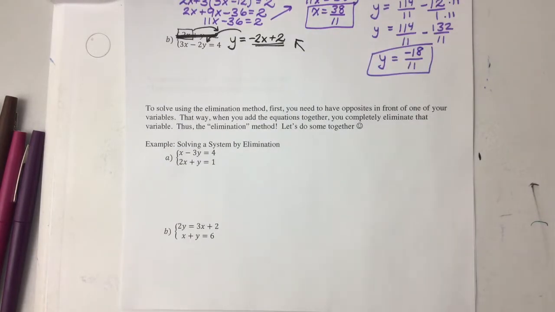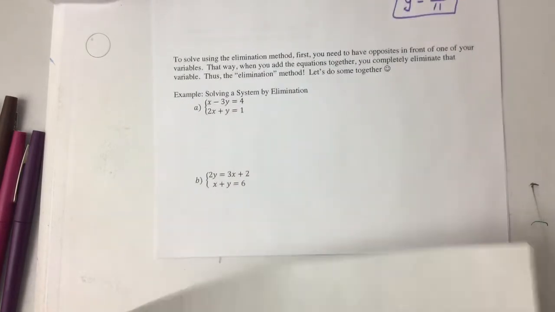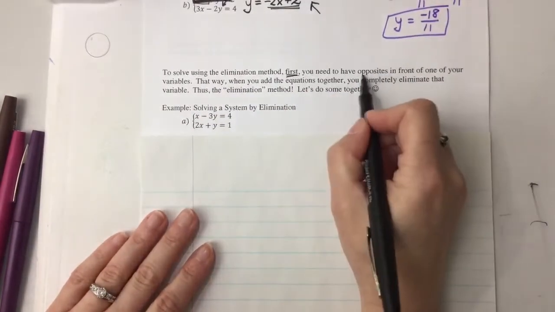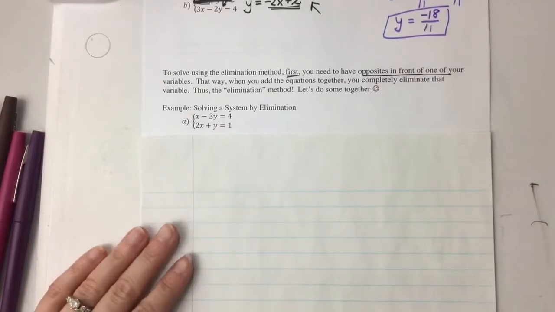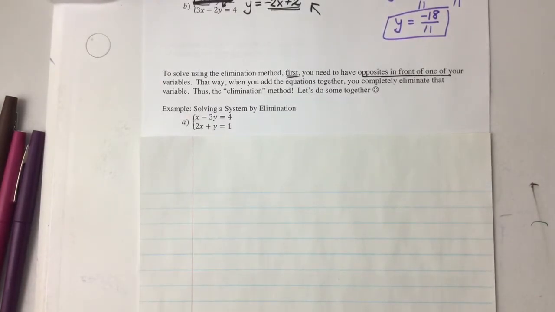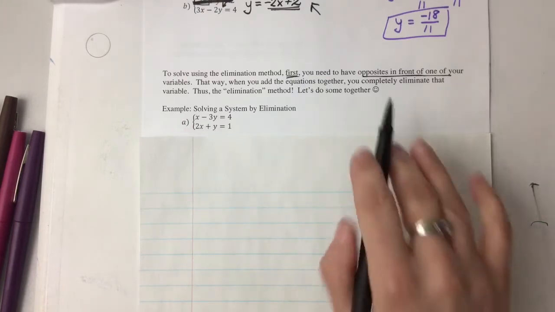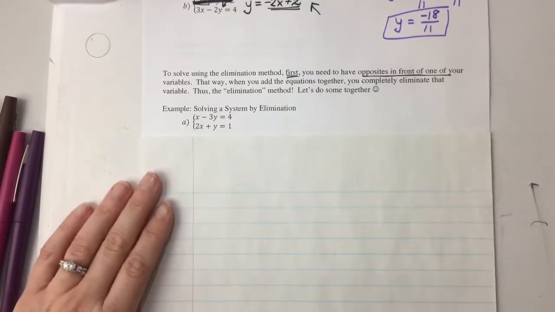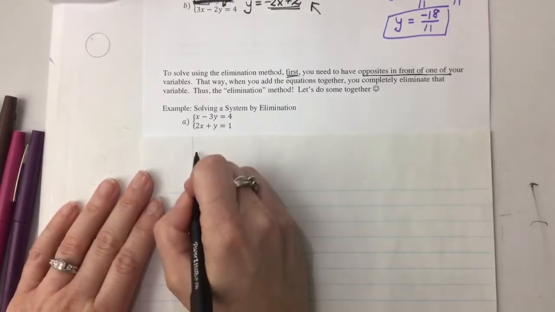Okay, now we're going to go ahead and look at elimination. Now everybody kind of has their favorite when it comes to substitution and elimination. Personally, for me, I love elimination. It says to solve using the elimination method, first, you need to have opposites in front of your variables. So when you look at the two equations, you're going to have to be able to look either in front of x or y or z when we get to our 3x3s. And when you add them, you want to be able to completely eliminate that variable. In order to do that, you have to have opposites, meaning it's the same number, but one is positive, one is negative.